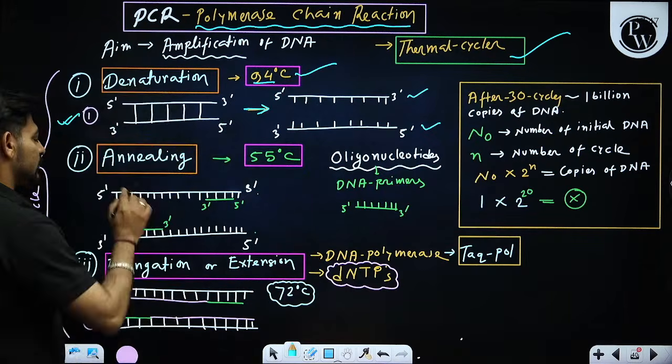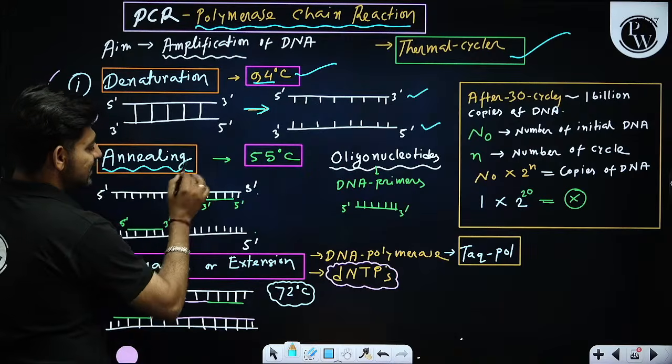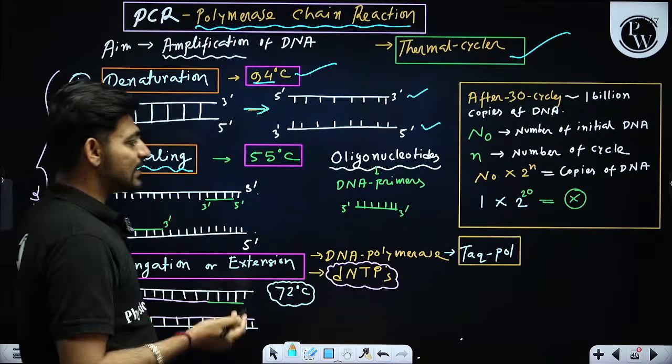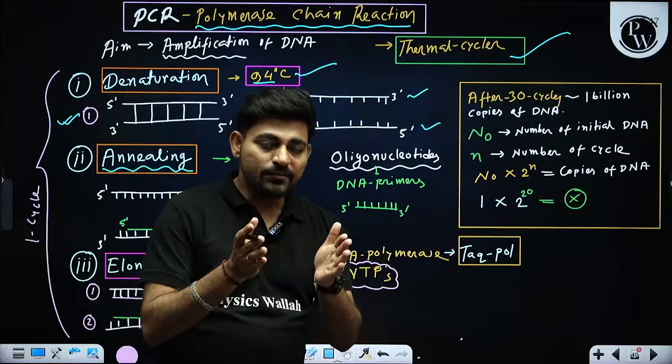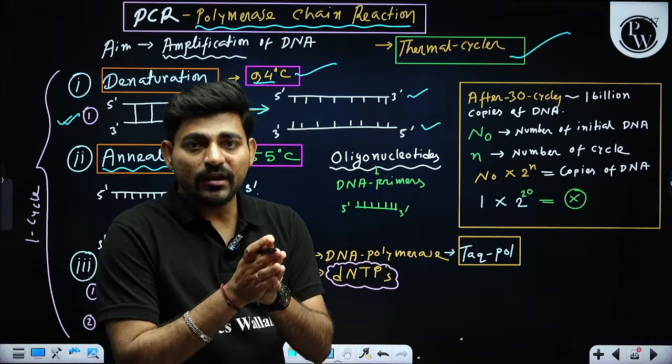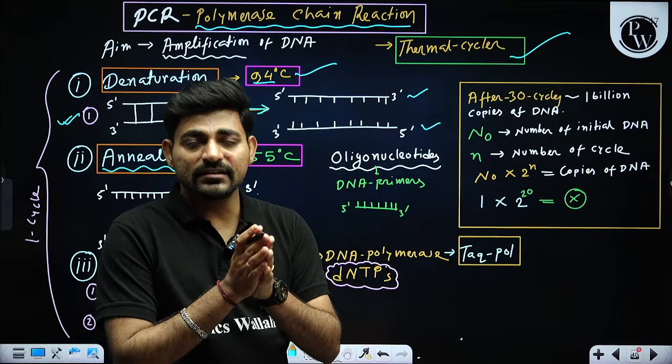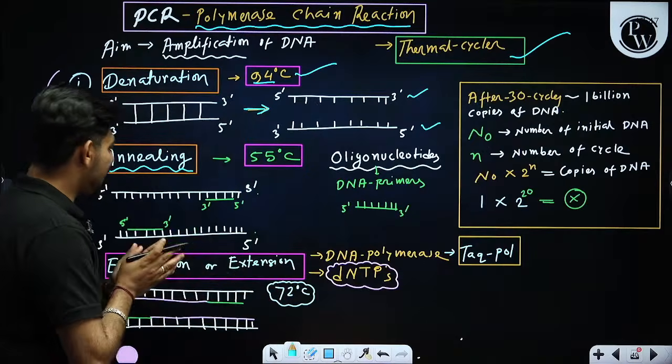Next, the process is called annealing. Now, what do you mean by annealing? Again, you have to paste smaller pieces of genetic material as primers, that is called annealing.